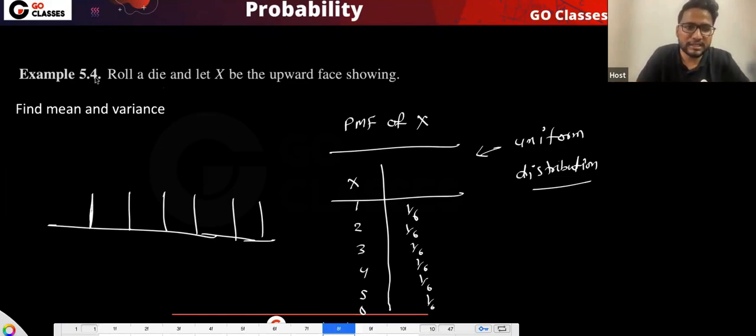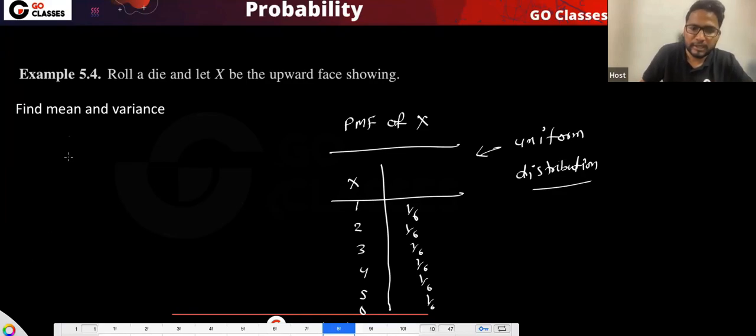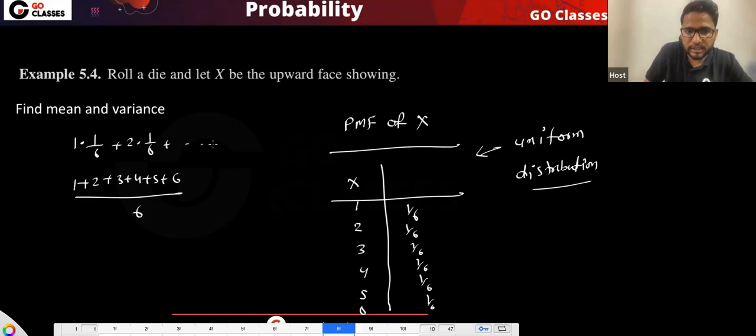Let's see this example. They are saying find the mean and variance. Can you calculate the mean and variance? The mean for this particular example will be 1 plus 2 plus 3 plus 4 plus 5 plus 6 by 6. I have just done 1 into 1 by 6 plus 2 into 1 by 6, like that, plus 6 into 1 by 6. Then you will have 6 plus 5, 11 plus 4, 15 plus 5, 20, and 21 by 6, which is 3.5. So you have mean as 3.5.